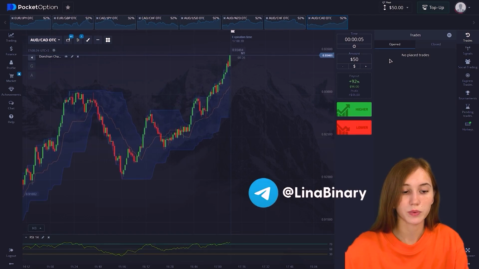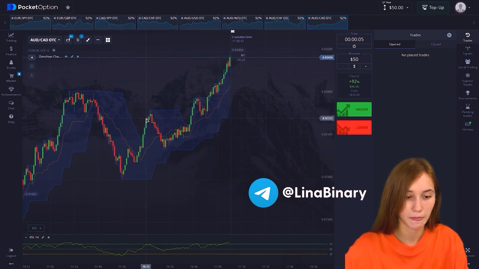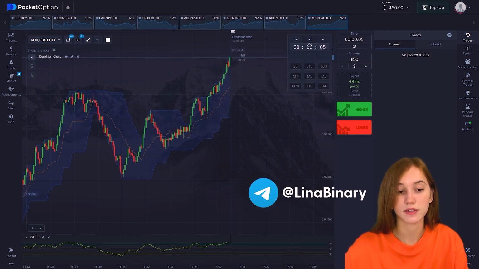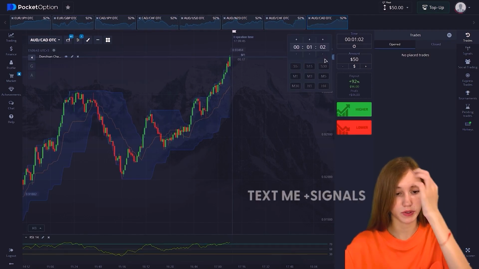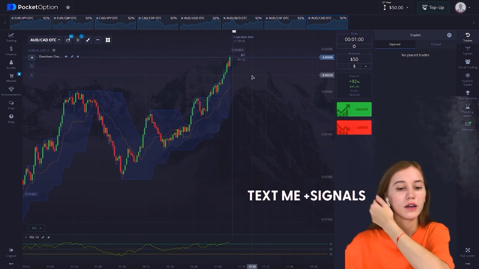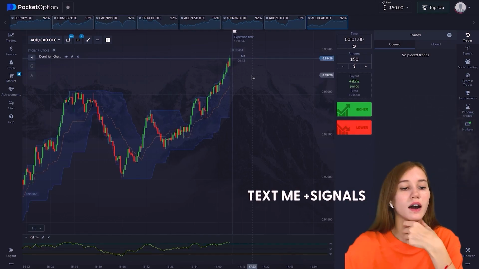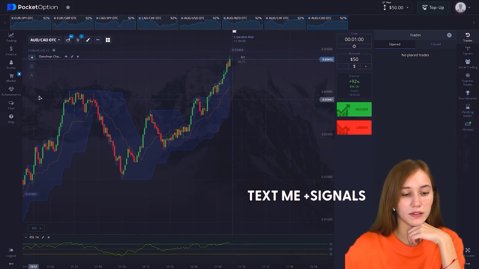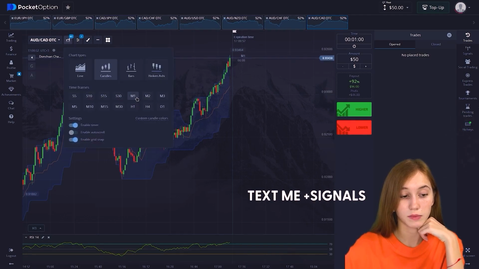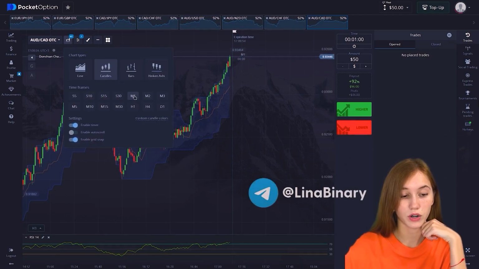After which we choose what time our deal will be. I take minutes because this is the optimal time for one trade for the video. After that, I choose the minute time frame on our chart, in the settings of our chart.